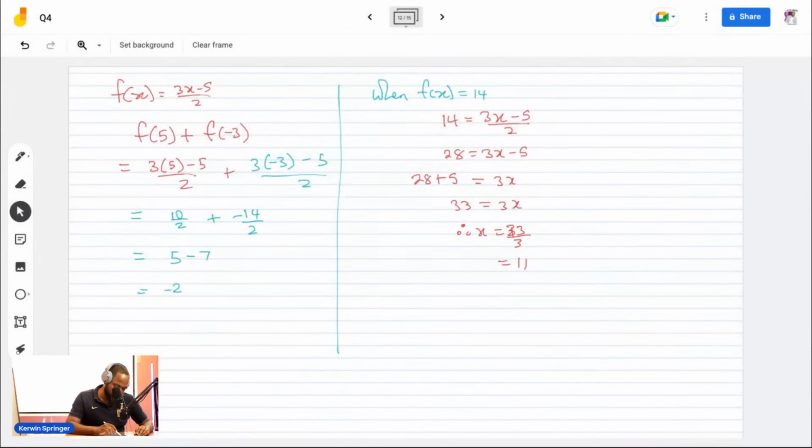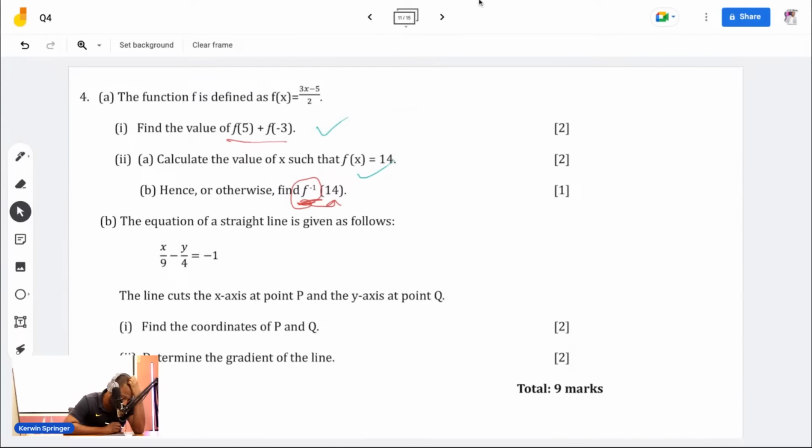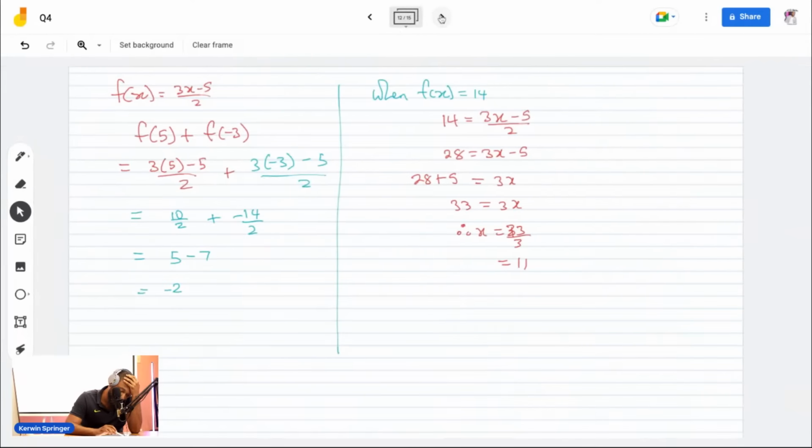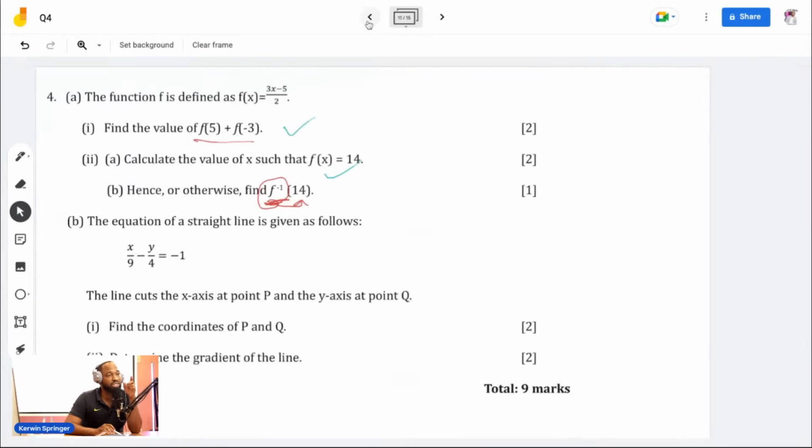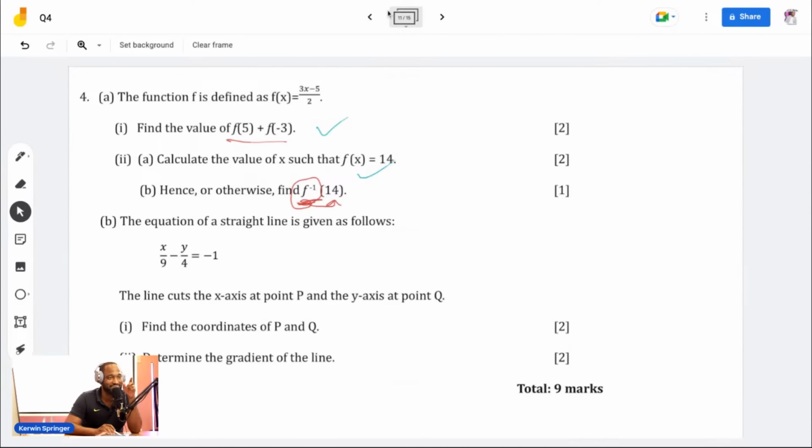Hence or otherwise, find f inverse of 14. No, I think they made a mistake here. They should have said hence or otherwise find f inverse of 11. That's how these questions go. So let's make a note of this one too. F inverse of 11. That's how this usually goes, right? So y'all ignore this question.